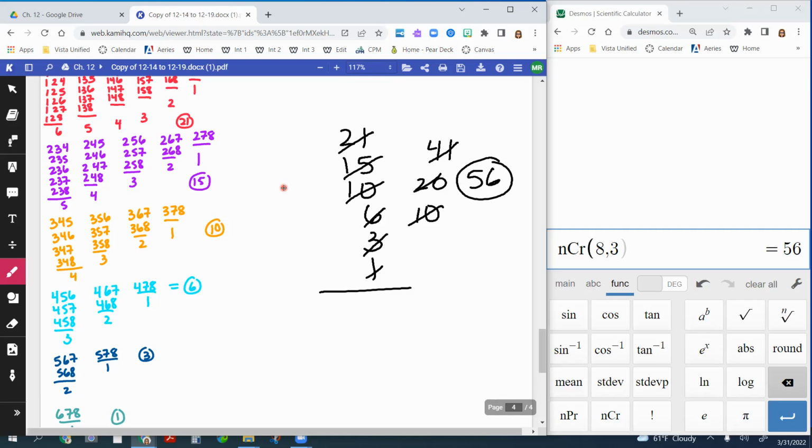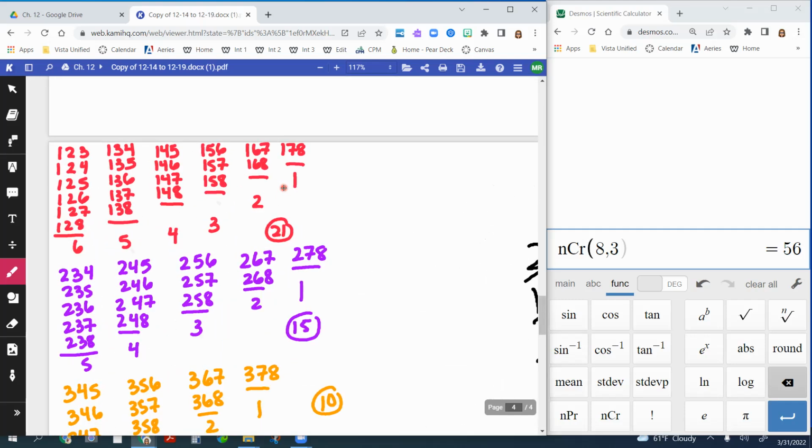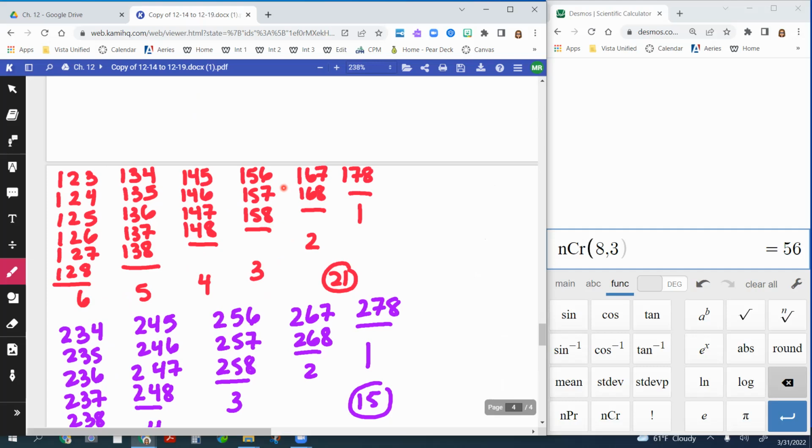56 different ways. And if you're wondering, well, are you sure you got everything? Again, when I'm doing this, and I'm just looking at 1 2 3, 1 2 3 is going to be the same group as 3 2 1, as 2 1 3, and so forth. So there are 6 ways to arrange those 3 items, and I don't care about the order of them. So there's only one for that particular 3 set of numbers.